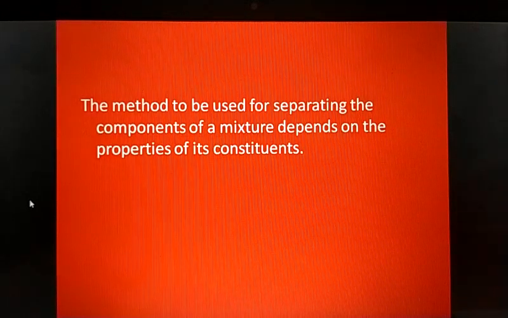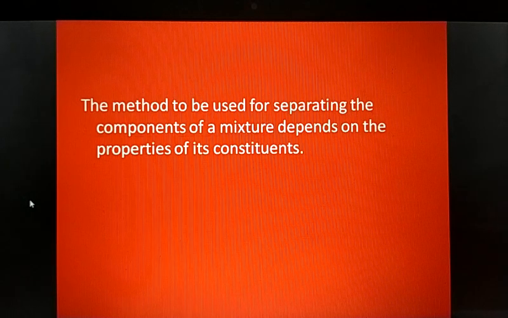So first of all, you should remember that the method to be used for separating the components of a mixture all depends on the properties of its constituents. That means whatever method you are using for separating the components of a mixture will directly depend on the physical and the chemical properties of its constituents.